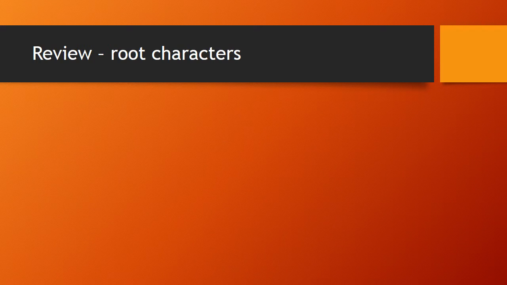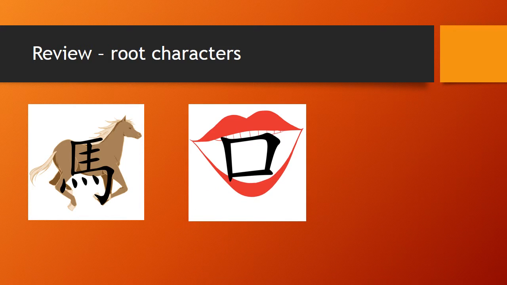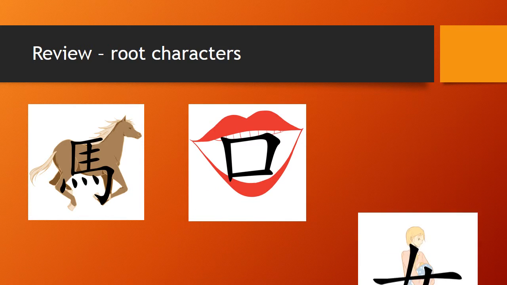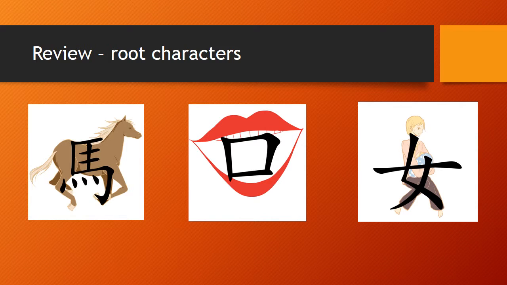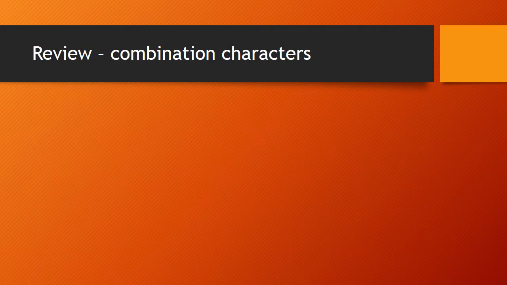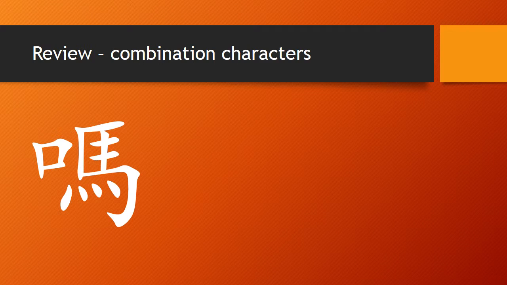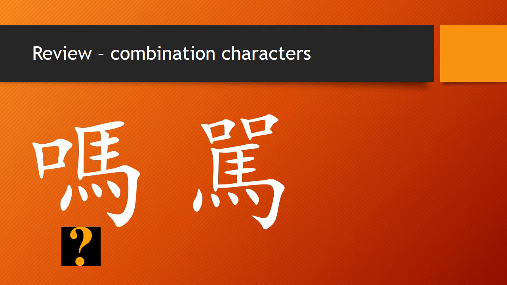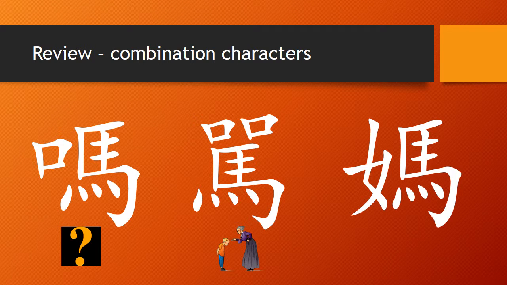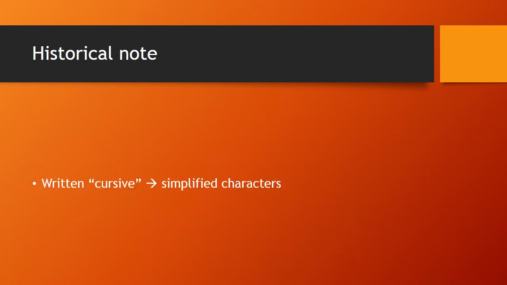Let's review first the root characters we took in Lesson 1. These are ma, horse, ko, mouth, and nu, female. What about the combination characters we took? What is this one? Ma, which is a question mark, ma, which is scolding, to scold, and ma, which is mommy. All right, now a little note here.